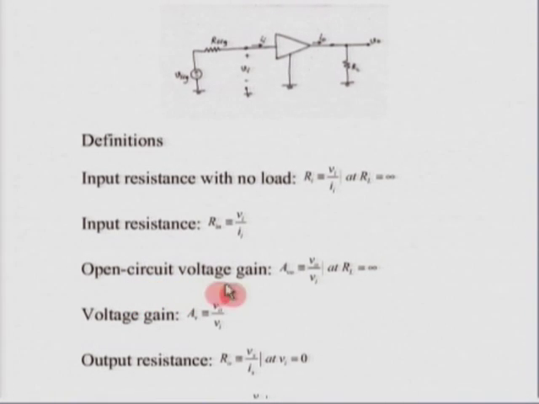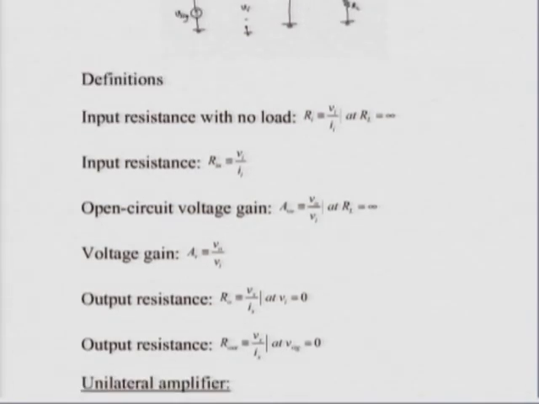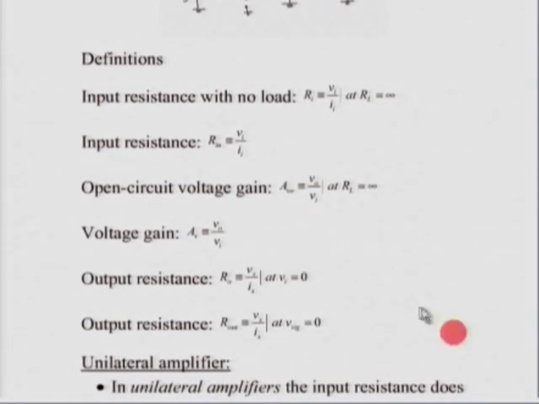Now, that open circuit voltage gain is defined as V_out by V_i with R_L infinity, or without R_L here, and the normal voltage gain is defined as V_out by V_i with R_L in place. Now, coming to output resistance, it is a bit more tricky.